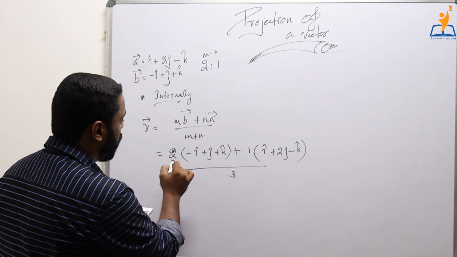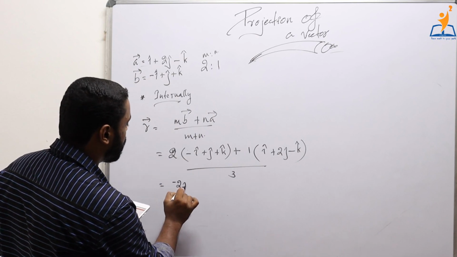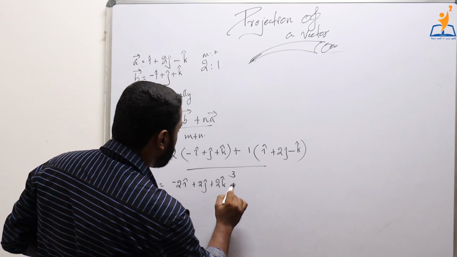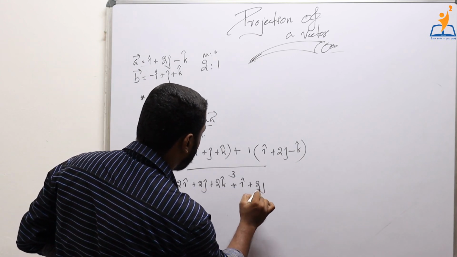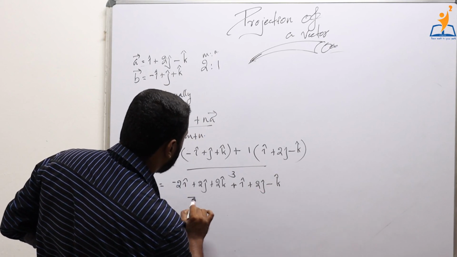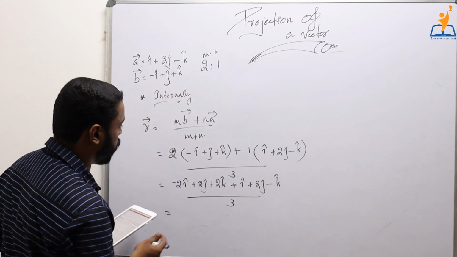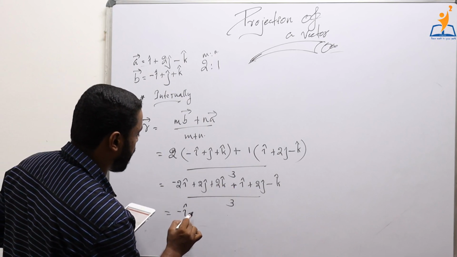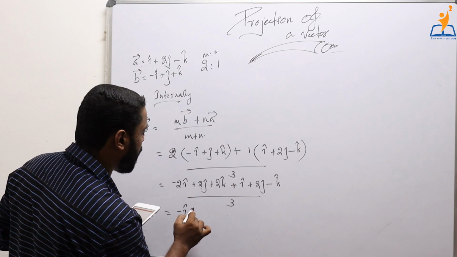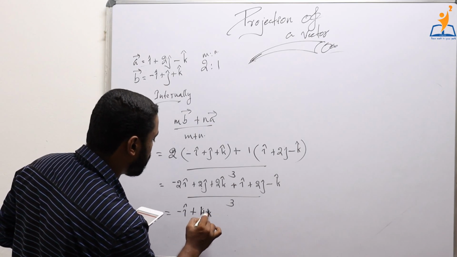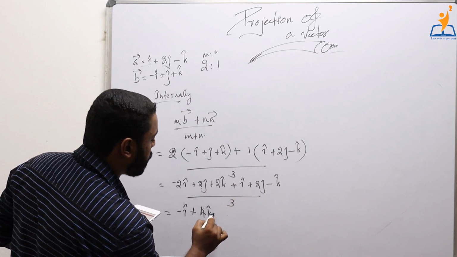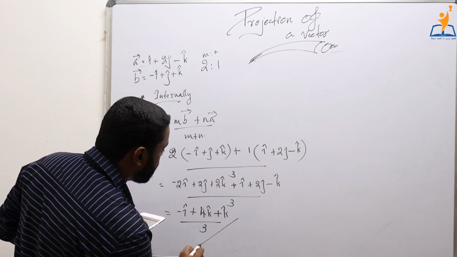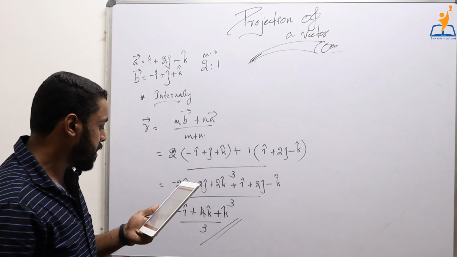It is equal to (-2 i cap + 2 j cap + 2 k cap + i cap + 2 j cap - k cap) divided by 3. It is equal to -2 i cap plus i cap, which is nothing but -i cap, 2 j cap plus 2 j cap, which is nothing but 4 j cap, then 2 k cap minus k cap, which is nothing but plus k cap, divided by 3. This will be the answer when the division is internal.